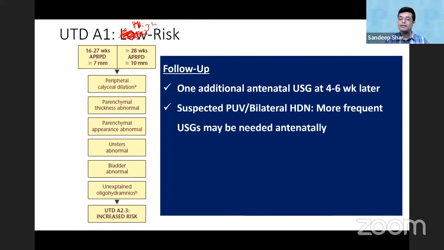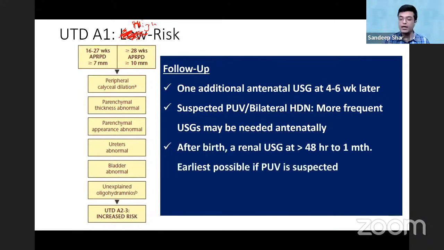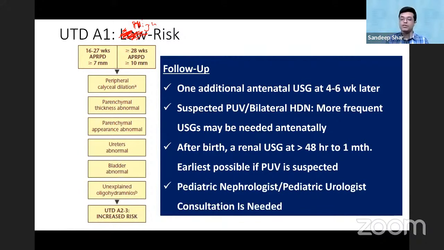Then in case it is suspected PUV or bilateral hydronephrosis, even more number of ultrasounds will be indicated. After birth, again, just similar to that, you will do one ultrasound in the first week of life. And if PUV is suspected, earliest possible you will do. Right? And pediatric nephrology and a urologist consultation will be needed in these patients to decide what next needs to be done. So this is regarding antenatal hydronephrosis.